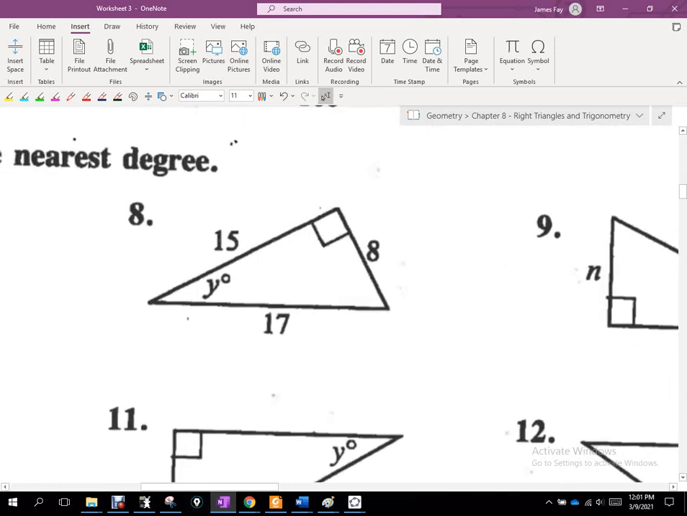Do question 8. What trig ratio do you have to use on question 8?